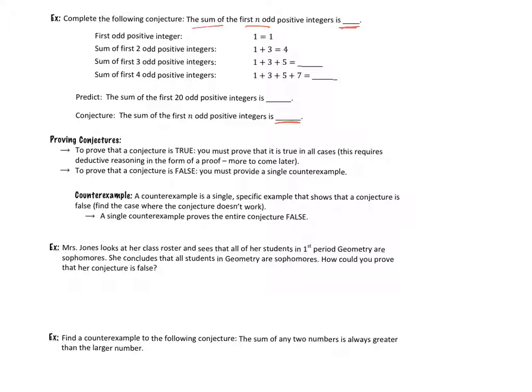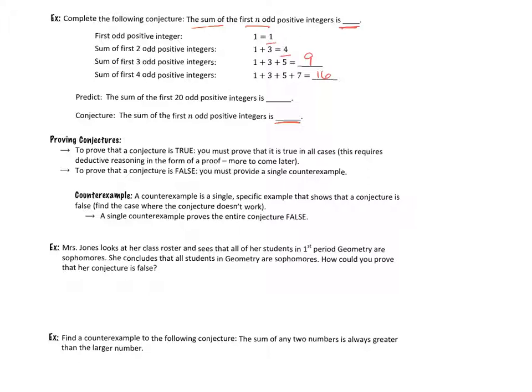So, first of all, we're going to start by creating our sequence that we're going to use to find the pattern. So, the first odd positive integer is 1. So, that's just itself. Okay, 1 plus 3 is 4. 1 plus 3 plus 5 is 9. And then an extra 7 is 16.